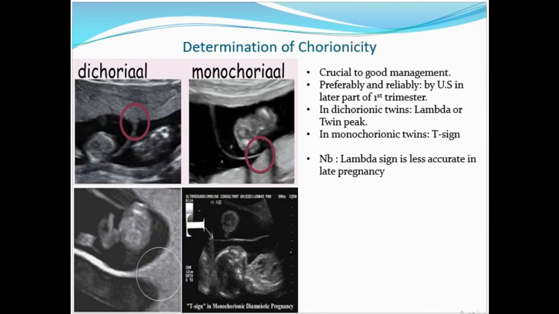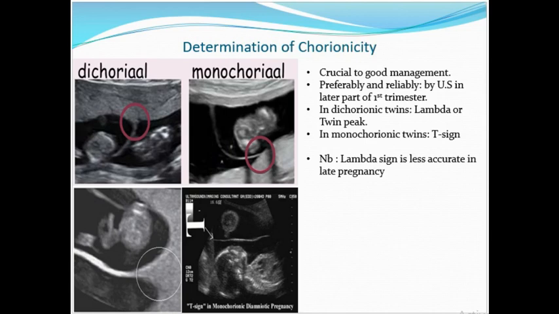Now, if it is a dichorionic twin, there will be a V-shaped extension of the placenta tissue into the base of the intertwin membrane. So, in the first diagram on the left, which is labeled dichorionic, you see that there is a circled place whereby the placenta tissue is protruding or extending down, and it meets that line, which is called the intertwin membrane, and it forms a V shape.